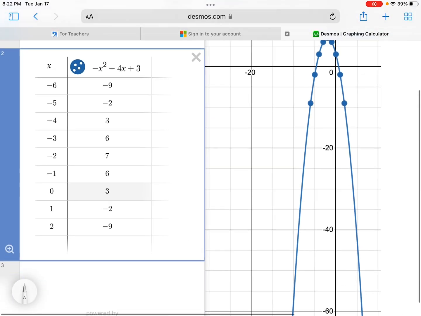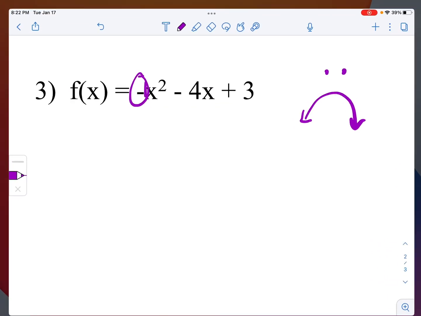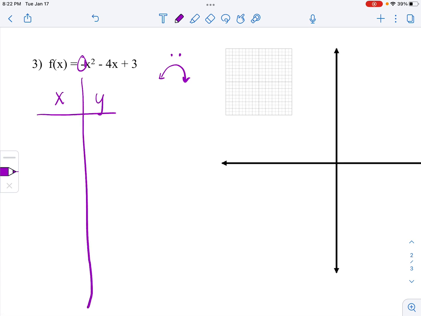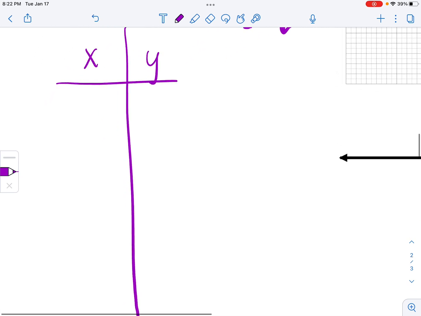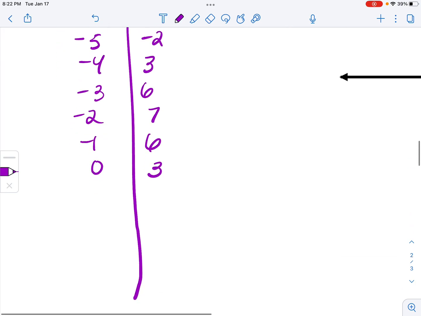Here, right in the middle, is our vertex. So this had a decent amount of points here. So this is going to be a long table for us to graph. So just make sure you get your table in. So you're going to do X, Y. I'm going to fill in all those points that I can fit. -6, -9, -5, -2, -4, 3, -3, 6, -2, 7, -1, 6. Sorry, there's a lot here. 0, 3. I'm going quickly, but you don't need to rush. I will give you plenty of time. You could pause the video and you can write all these down.